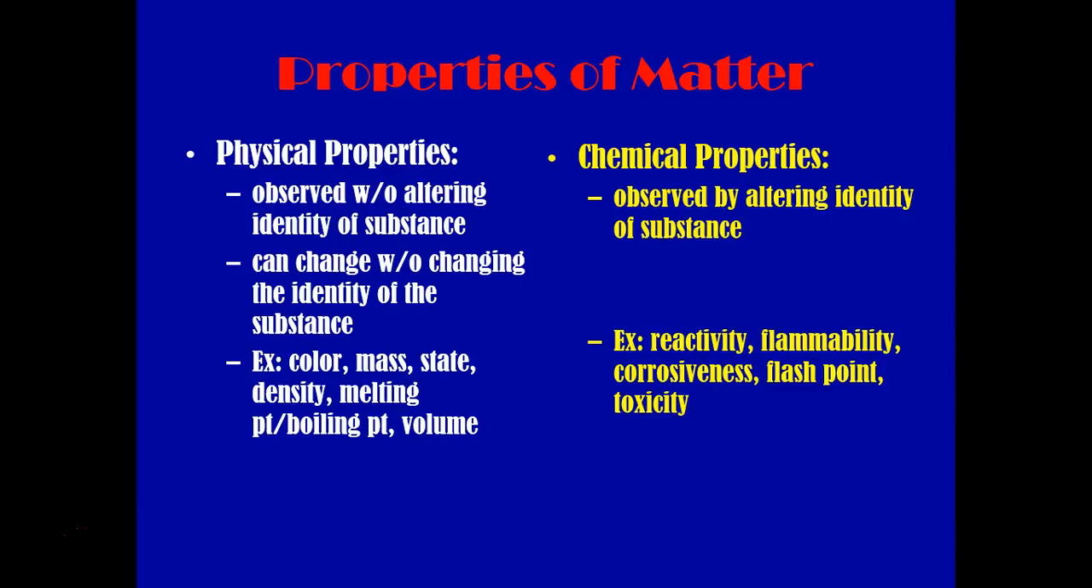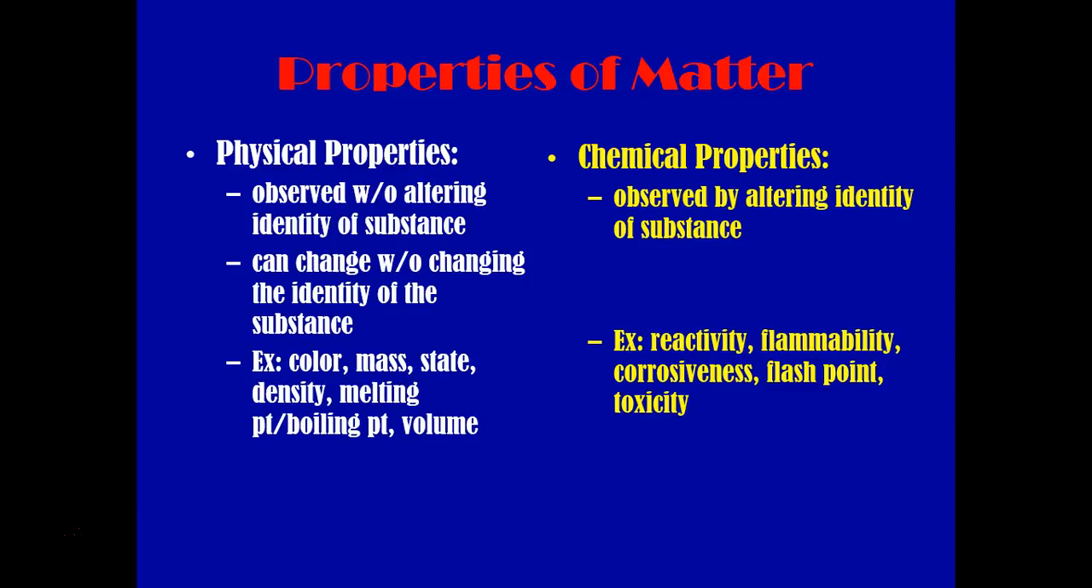color and mass and state. Color meaning you look at something and you can see what color it is without ever interacting with it other than just looking at it. The mass, you can put something on a mass balance and figure out how much matter is inside of it without reacting in any way. The state of matter, whether it's a solid, liquid, or gas, you can observe that.